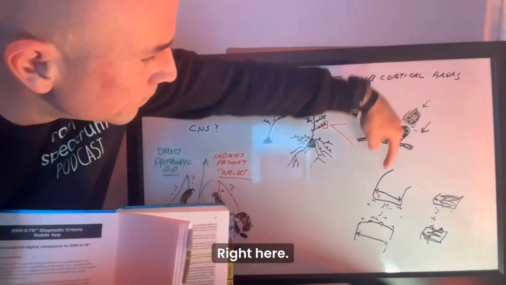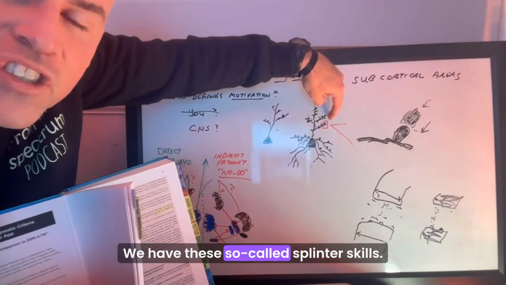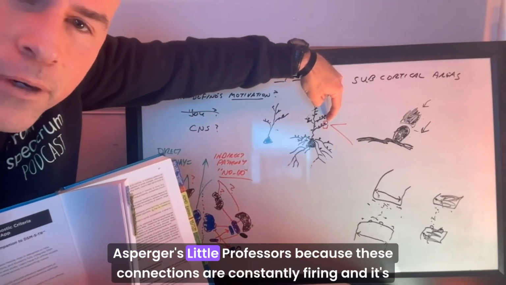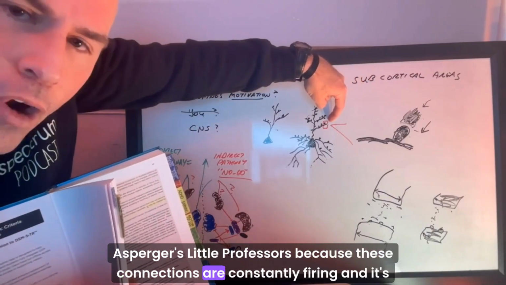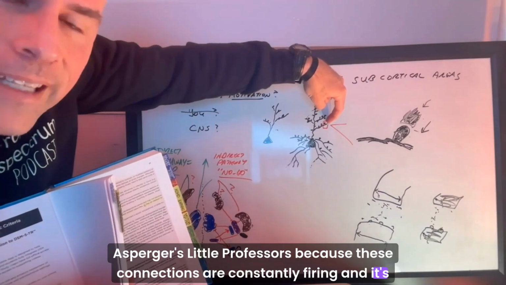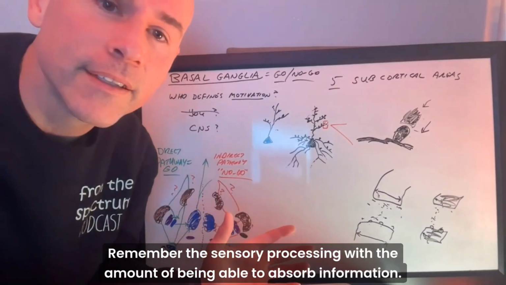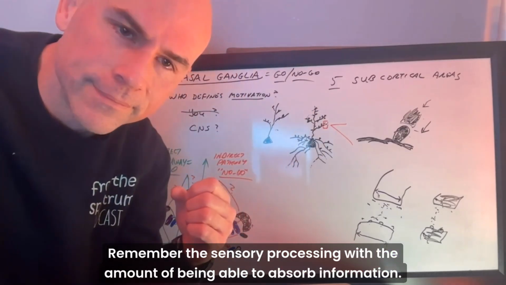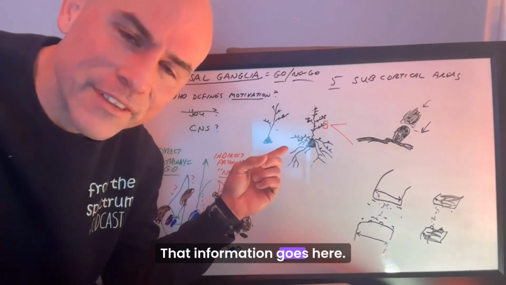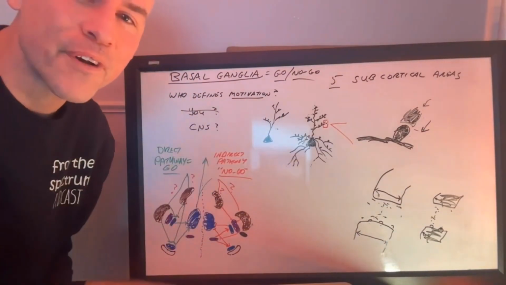Right here, we build habits. We have these so-called splinter skills, Asperger's little professors, because these connections are constantly firing. And it's easy for us to sit here. Remember the sensory processing with the amount of being able to absorb information. That information goes here. We're kind of mapping this out. Basal ganglia. Do you define your motivation or not?